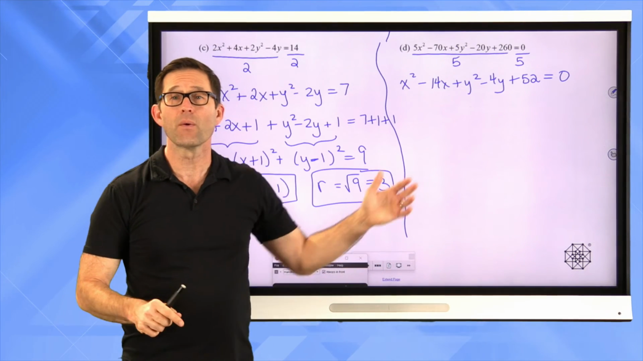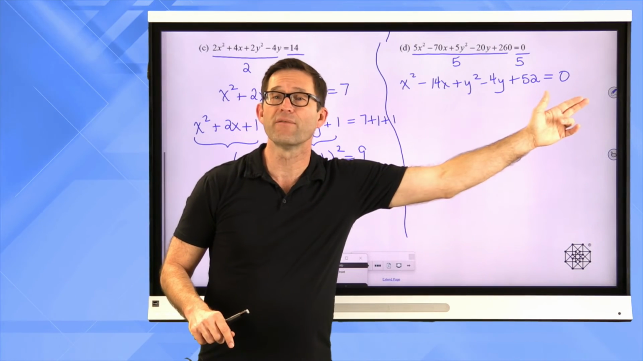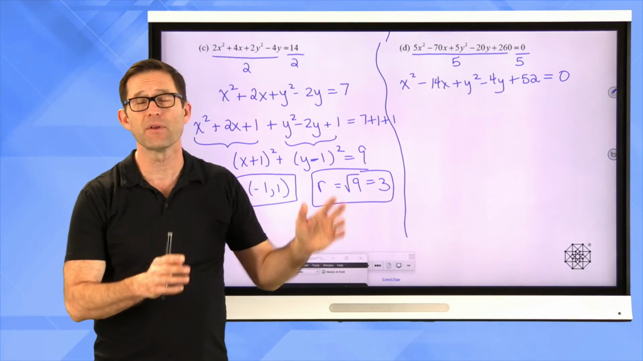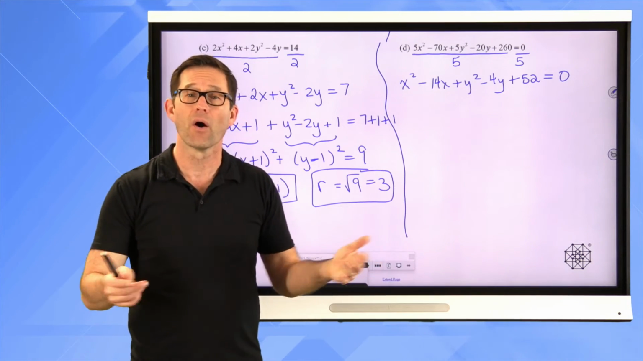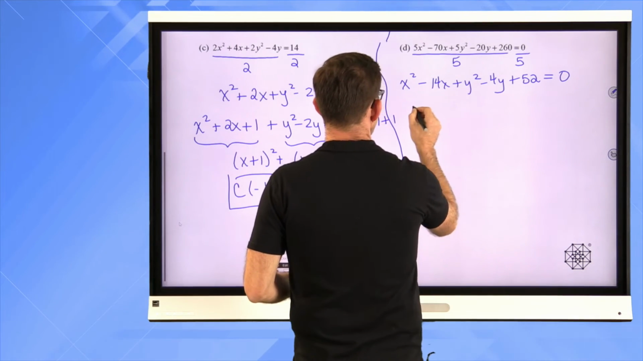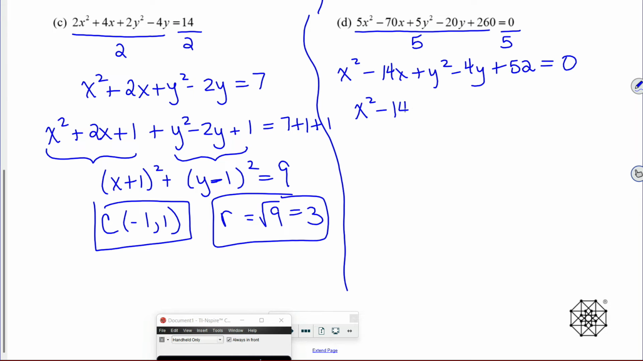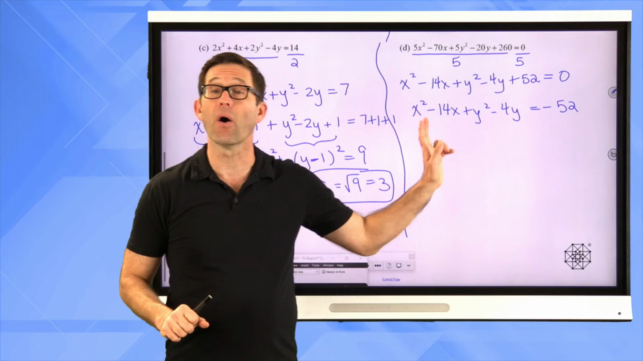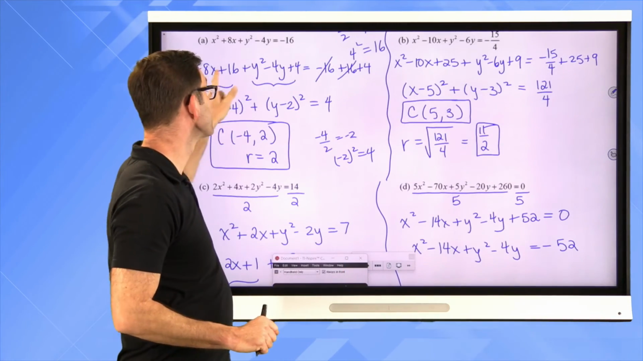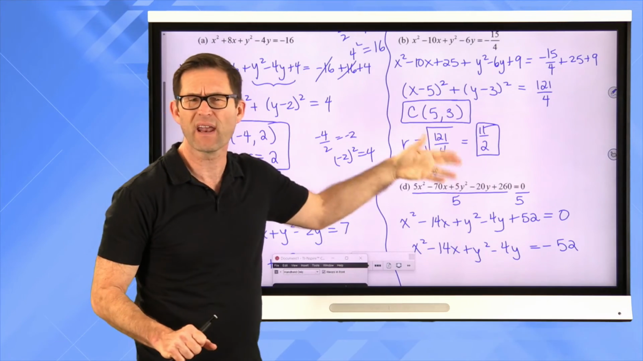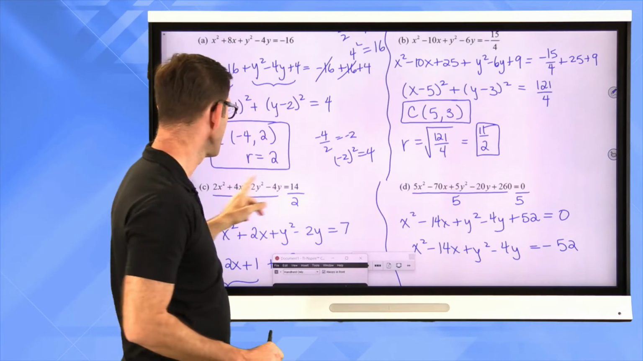Now, what we certainly want to do at this point is move that 52 over to the other side. Anytime that you move a number or an expression from one side to the other side of the equation, it always changes sign. Surely you know that at this point. x squared minus 14x plus y squared minus 4y equals negative 52. And now I'm off to the races, right? But it did take me all of that to get back to basically something that looks like this. So I had a couple of steps just to get to where I was here.